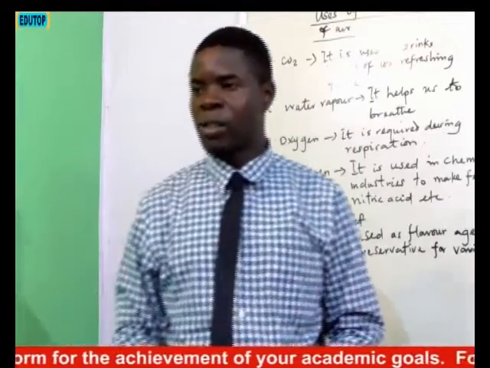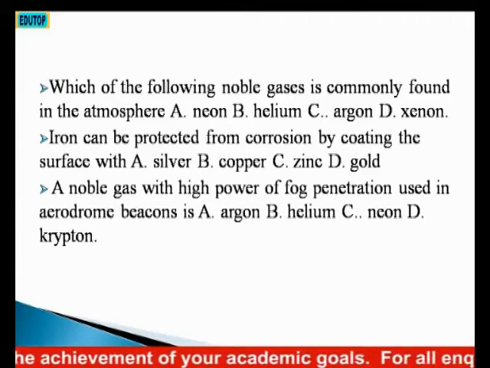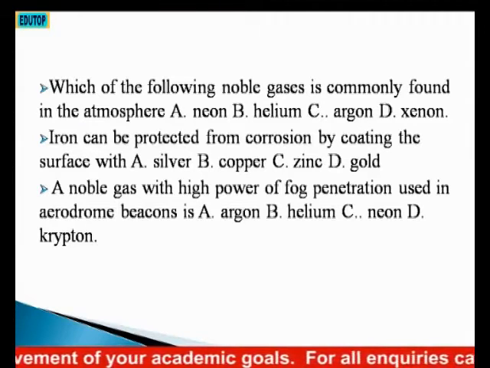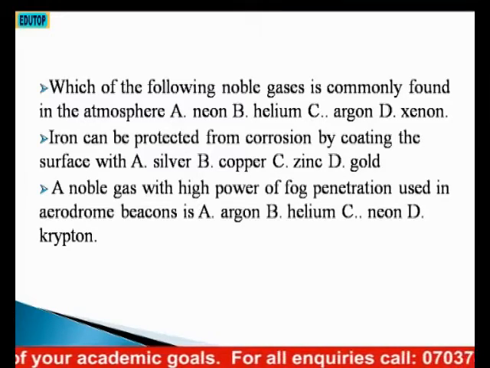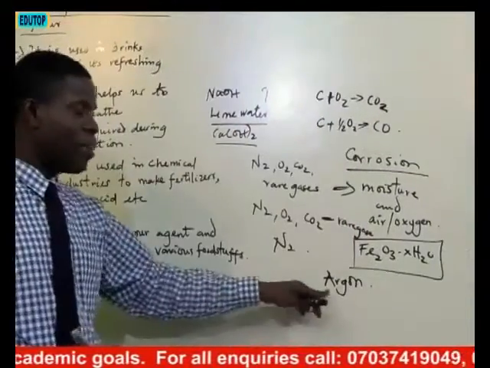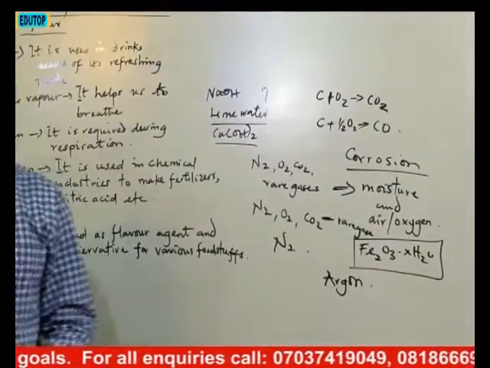The next question. Which of the following noble gases is commonly found in the atmosphere? The most stable noble gas that we have is argon. Take note of that. The most stable is argon. So that is why it is the most abundant noble gas in the atmosphere.